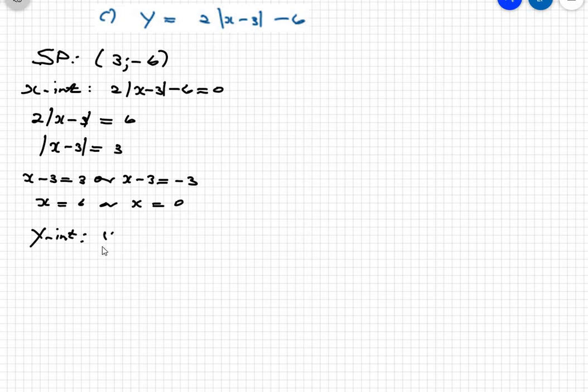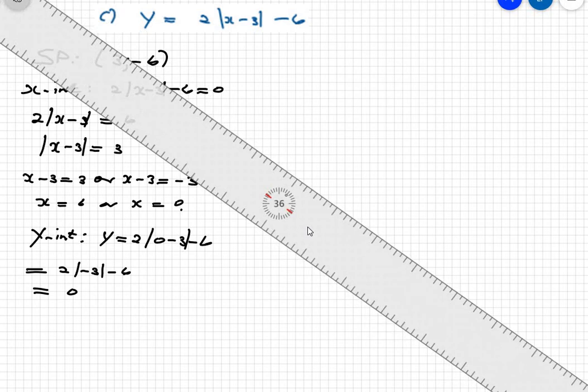Let me write it here. y is 2 times the absolute value of 0 minus 3, minus 6. So this gives me 2 times the absolute value of minus 3, minus 6. Now remember the absolute value of minus 3 is 3. So this is going to give me 6 minus 6. This is going to give me 0. It should give me 0 because one of my x coordinates is 0. So the graph must go through (0, 0). It's logical actually. So okay, just be careful. All right.